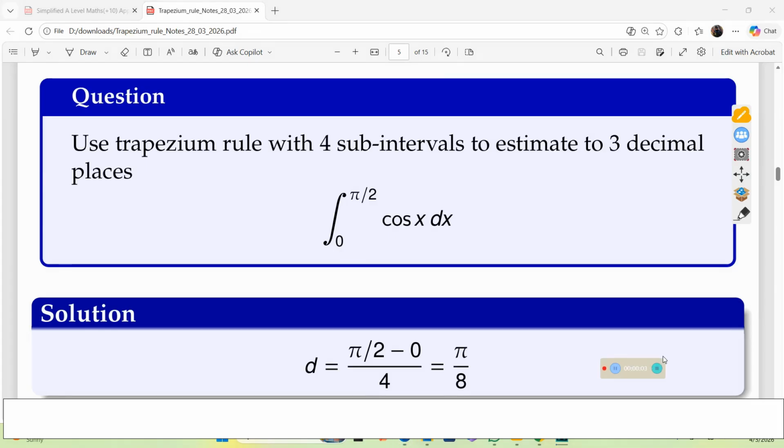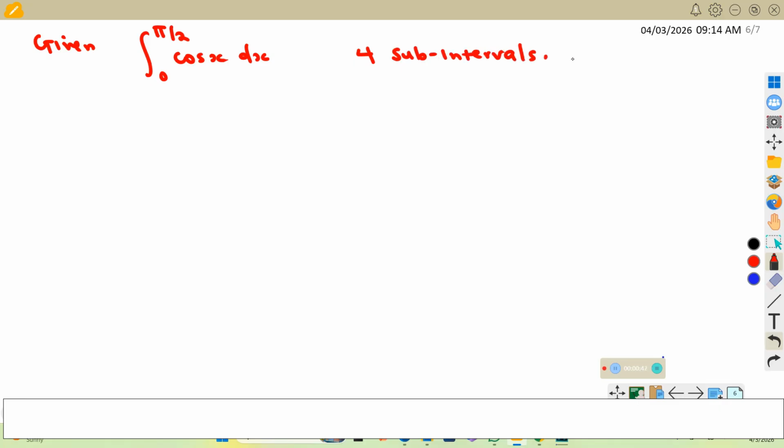Let us look at question number 2, which says: use trapezium rule with 4 sub-intervals to estimate, to 3 decimal places, the integral of 0 to pi by 2 of cos of x dx. We shall look at the solution. So we are given the integral of 0 to pi by 2 of cos of x dx. We need to use trapezium rule with 4 sub-intervals, and we need our answer to 3 decimal places.